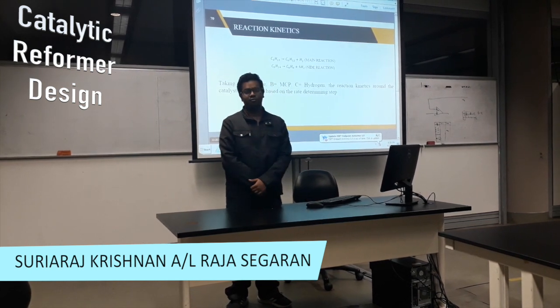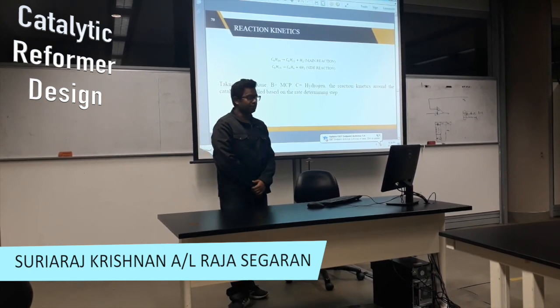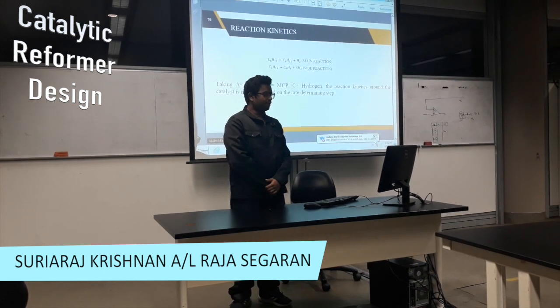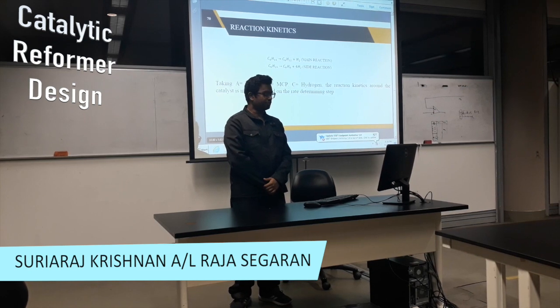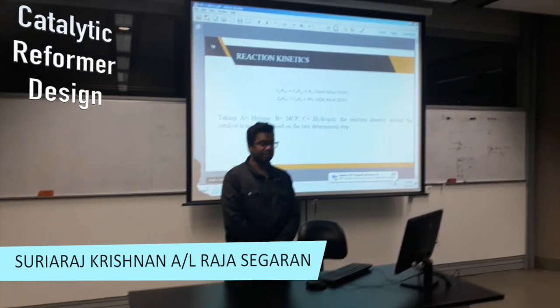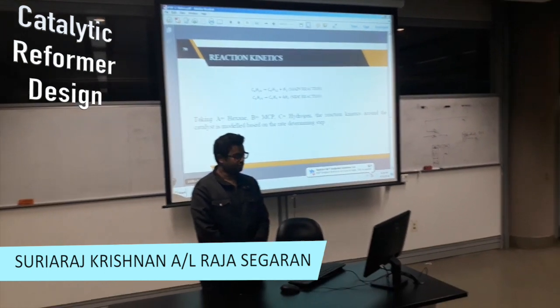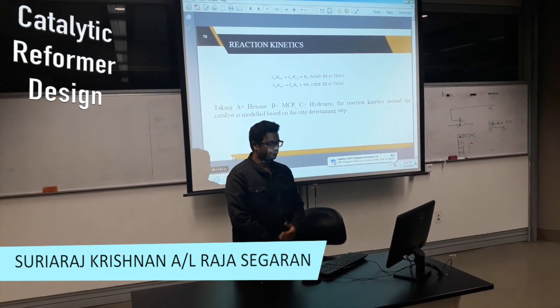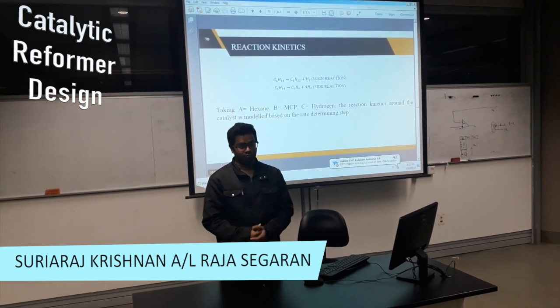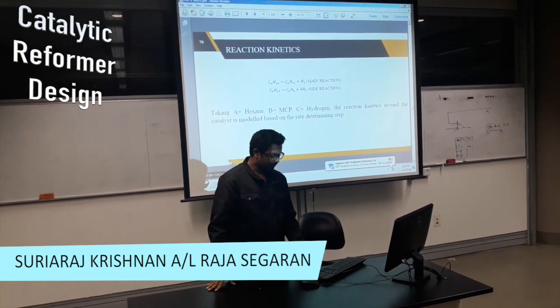In the catalytic reformer, we only consider the dehydrocyclization reaction as our main reaction, which produces MCP and hydrogen. There's another side reaction, which produces from the hexane, benzene and also some amount of hydrogen.